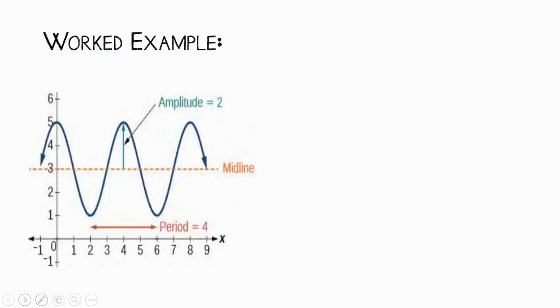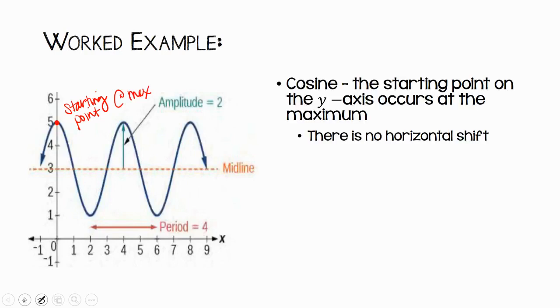So we have a graph here, and what we want to look at is, first of all, figuring out where the starting point is. So remember, the starting point, if possible, is the point on the y-axis. And as long as it's a maximum, minimum, or a midline value, that is the point you want to use as your starting point. So this starts at the maximum. And so since it starts at the maximum on the y-axis, this is a cosine function, and there is no horizontal shift. There's also no reflection.